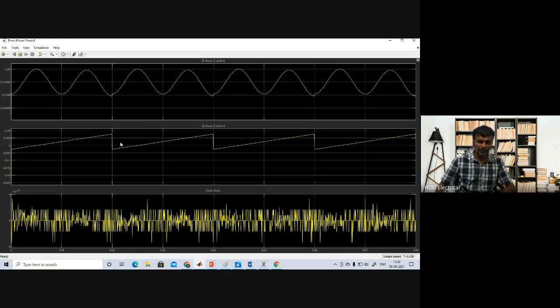Then here it is always 0 on the q axis. Why? This is 0.005, more or less 0. Then this is 5 into 10 to the power minus 6, so it is totally 0. That is why I have chosen this axis reference a little higher, so that you will see the d axis is constant, the q axis is constant, and the 0 axis is always 0.